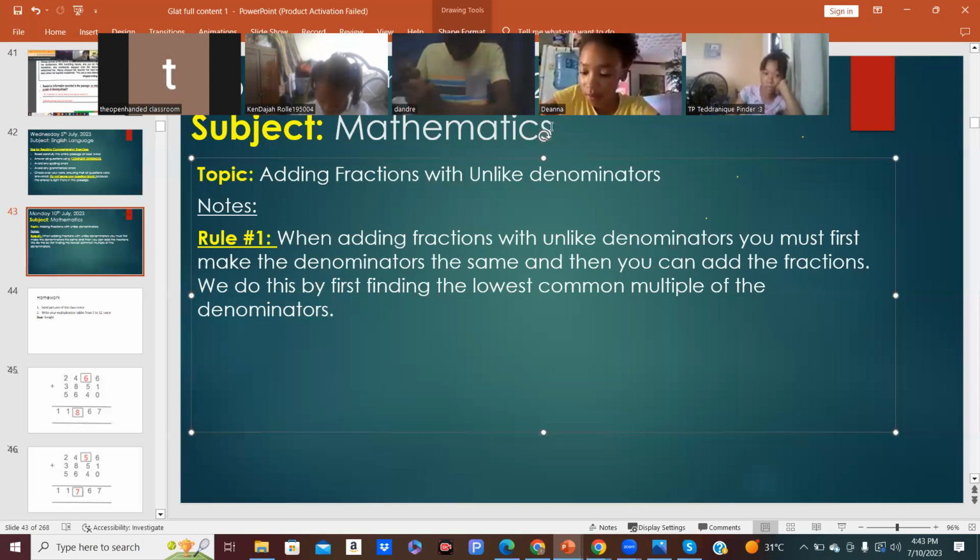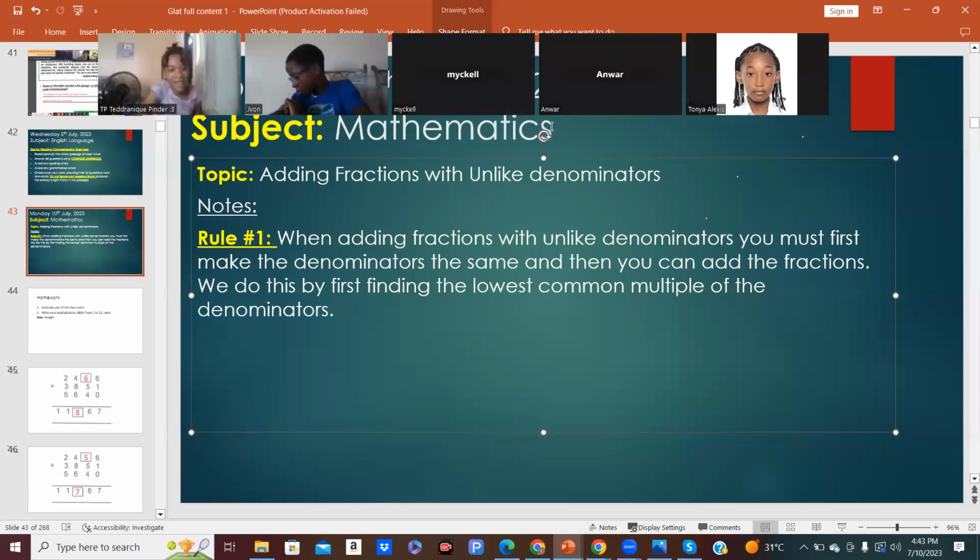Tejanique, can you read rule number 1, please? Okay. When adding fractions with unlike denominators, you must first make the denominators the same, and then you can add the fractions. We do this by first finding the lowest common multiple of the denominators.